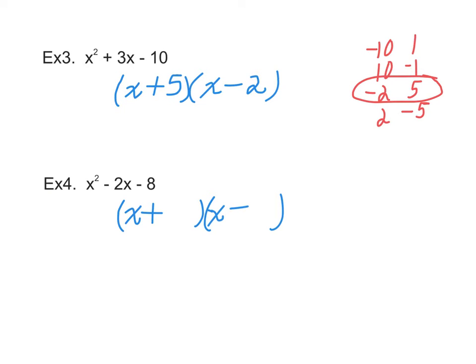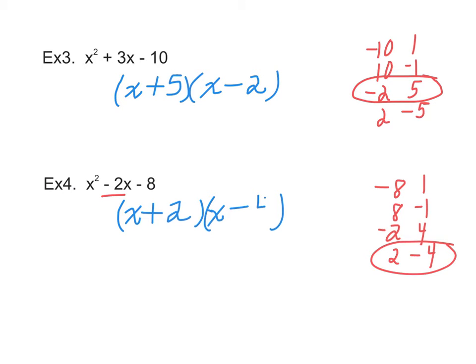Now list all the factors of negative 8, like negative 8 and 1, 8 and negative 1, negative 2 and 4, 2 and negative 4. I want to select the one that adds up to be negative 2, that middle number over here. That would be this one. So I want positive 2 and minus 4.